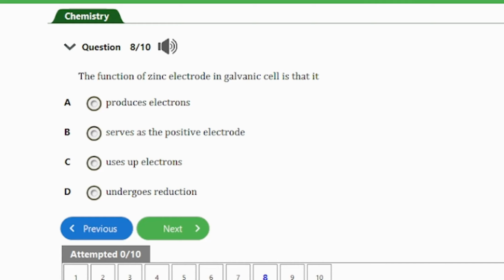In the galvanic cell, the zinc electrode acts as the anode, which is the site of oxidation. So it actually releases electrons. So guys, during oxidation, the zinc will have to lose electron in order to become zinc ions. Therefore, it produces electrons, and that's the answer to this question.